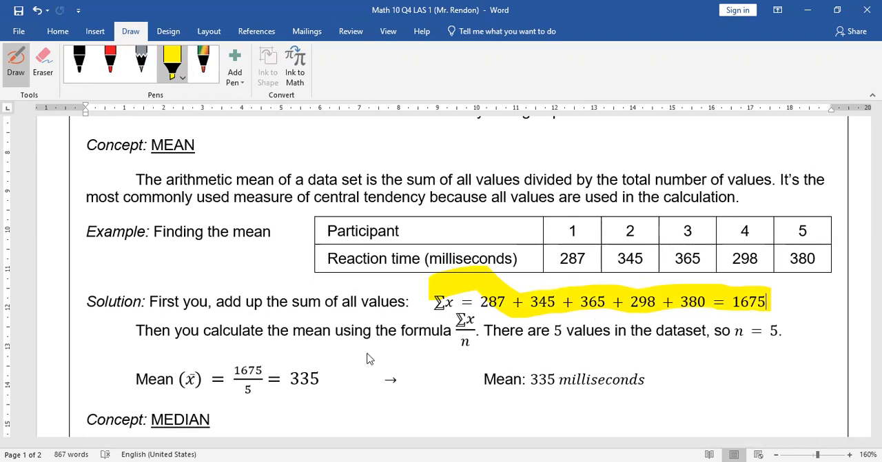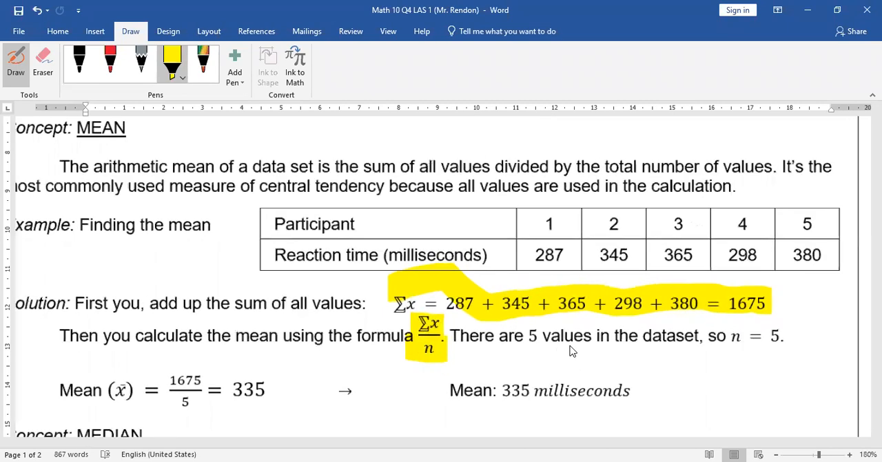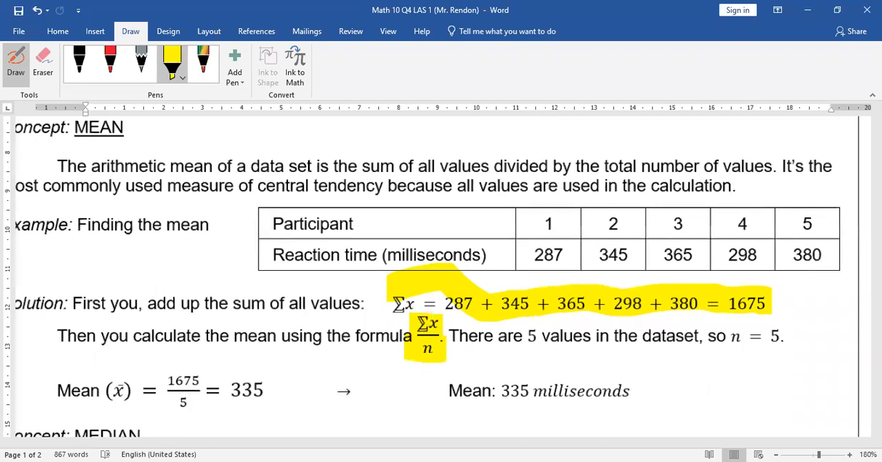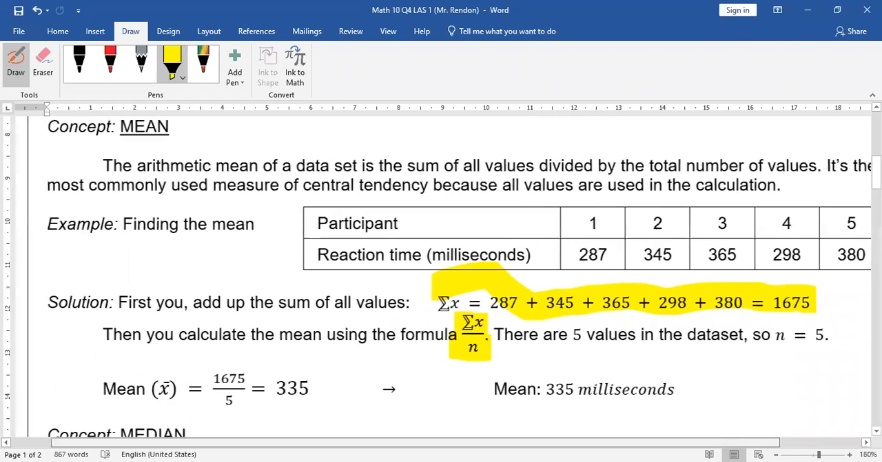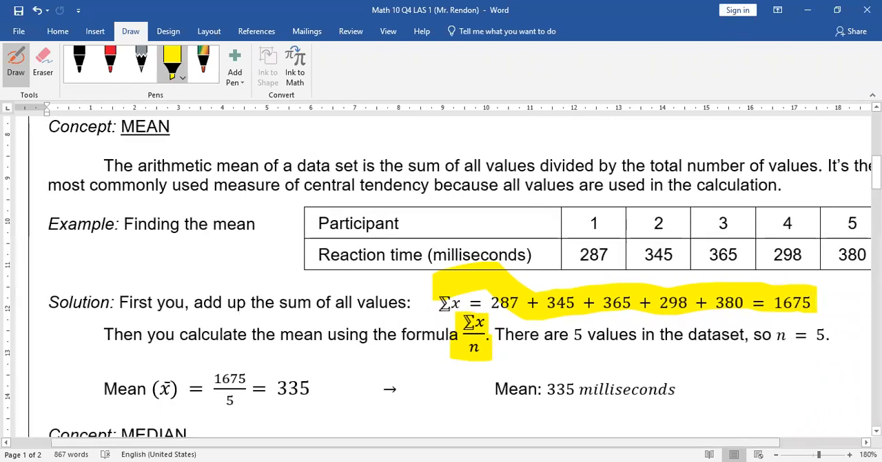Then you calculate the mean using the formula. We are given this formula: the summation of x over n. This is the formula for the mean, or the sum of all scores. X refers to the score, over n. N refers to the number of scores, kung pira sa nakabilog. There are 5 values in the data set, so the value for your n is 5.